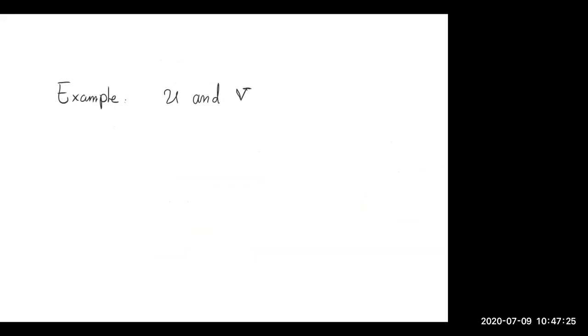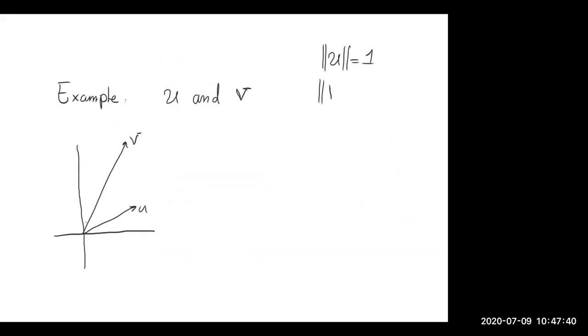And suppose, say this is u, this is v. Suppose we know the length of u is 1, the length of v is 2, and suppose we know the angle between them is pi over 6, right? The point is that we know the length of u, we know the length of v, we know the angle between them, but we don't know the exact coordinates of u and v in this question.